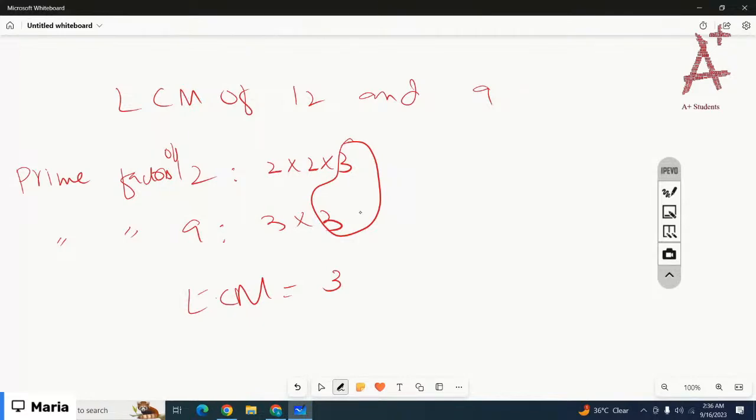Not LCM. Is not 3. 3 is the common number, right? And the numbers that are not common are 2 times 2 times 3. Let's just multiply them. 3 times 2 is 6 and 6 times 6 is 36. The LCM of 12 and 9 is 36. Right? The correct option is 36.